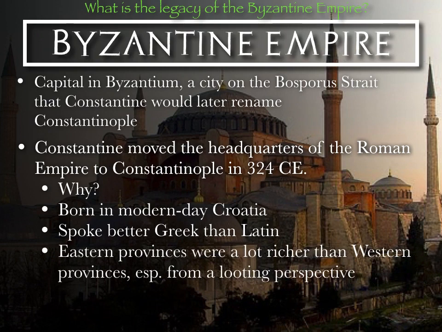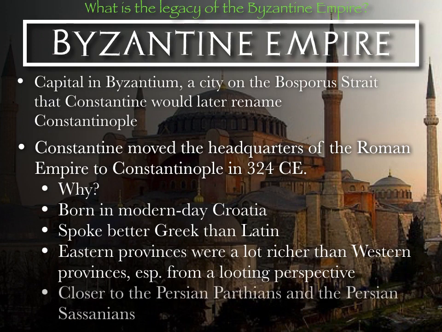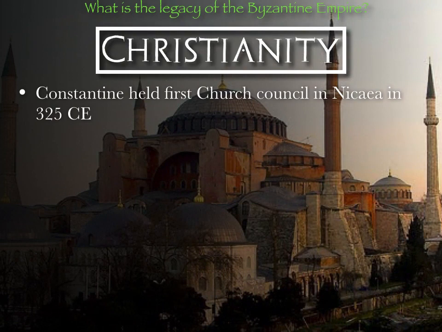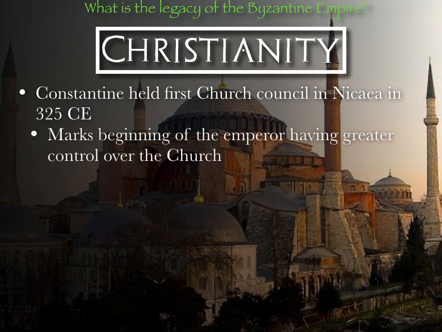The Eastern provinces were a lot richer than the Western provinces, especially from a looting perspective. And remember that during this time, the Byzantines are in constant war with the Persians. And so it was seen as a way to strategically defend and invade against the Persians. Then there's the question of Christianity. What Constantine does is going to lead to a split between the Western Roman Empire and the Byzantine Empire. So Constantine is going to hold the first church council in Nicaea in 325 CE, and this marks the beginning of the emperor having greater control over the church.